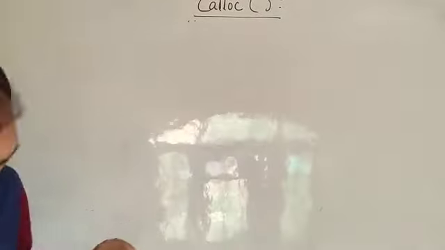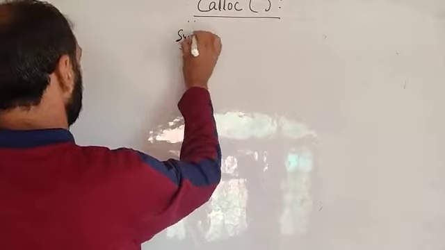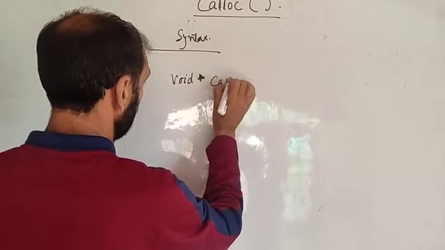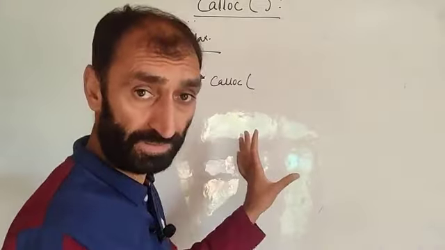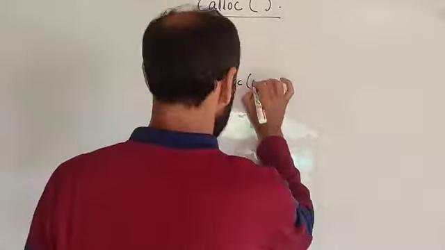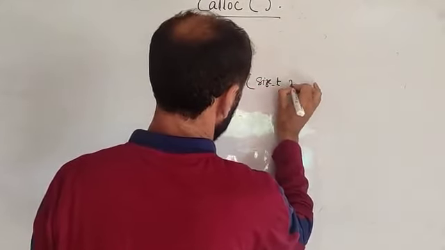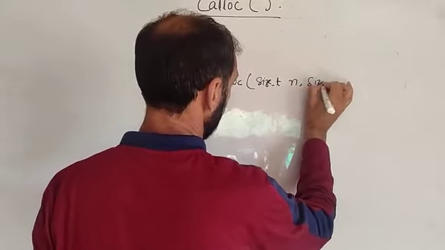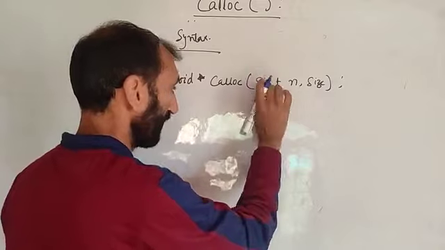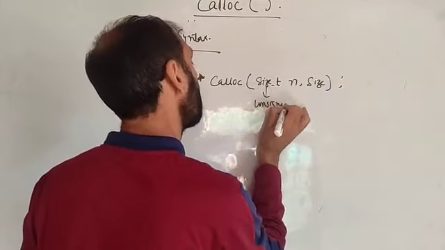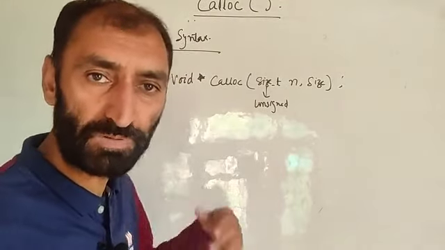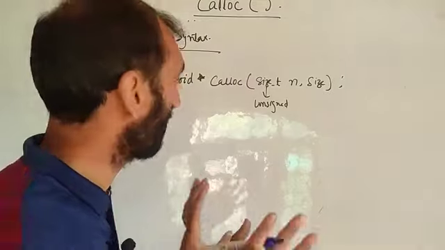What is the syntax? Syntax: void pointer calloc. It will take two arguments. As I have just told you, malloc takes only one argument, but this calloc function takes two arguments. First, here I will write size_t and size. First, size underscore t is nothing but unsigned int. It takes an unsigned value, 0 or positive, not a negative value. That means the size would be either positive or 0. No negative value will be accepted by this calloc function.